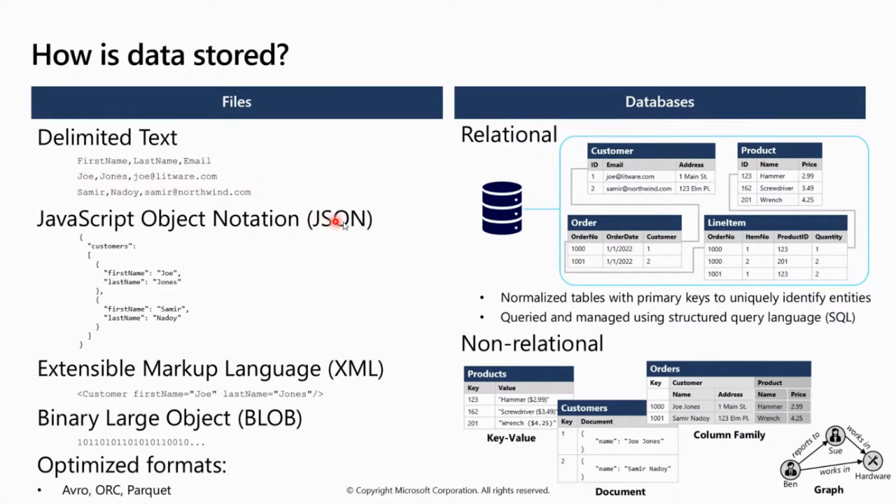And also, as I said before, the unstructured way of representing the data is JSON, which is JavaScript Object Notation. The same information like first name, last name and email, I will represent like this. Next, as I said before, the Extensible Markup Language, where I will store the same customer information in the form of first name as Joe and last name as Joe.